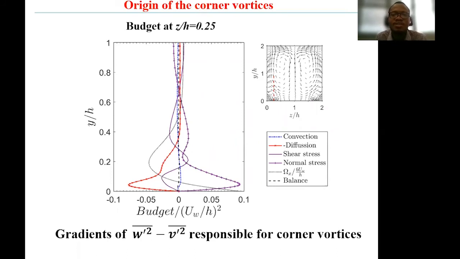Now we can investigate the budget of the mean streamwise velocity. We consider a line passing through the center of the corner vortex as shown on the slide, and we work out the contributions of the different terms in the mean streamwise velocity equation. You can see that close to the wall, the normal stress term is responsible for production of streamwise velocity. So the gradients in the Reynolds normal stresses are responsible for this corner velocity.